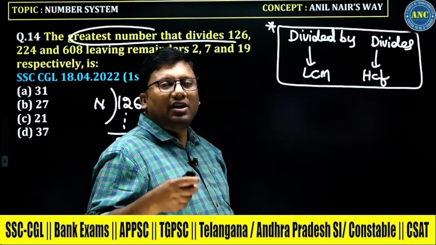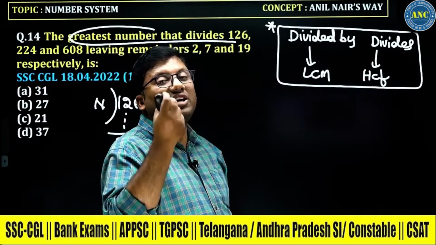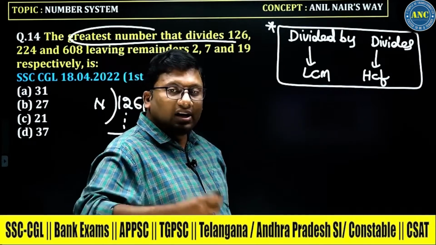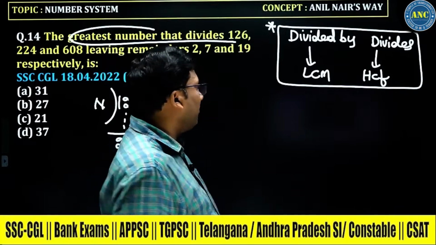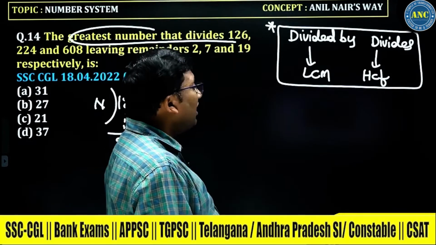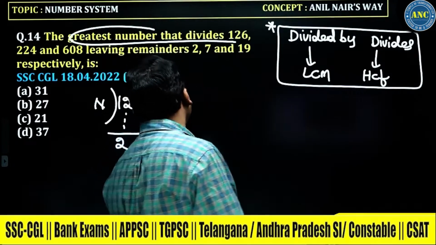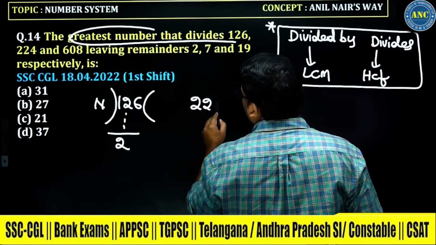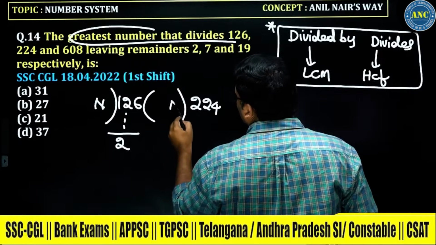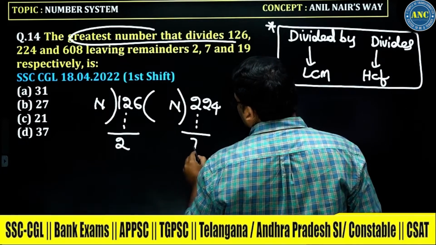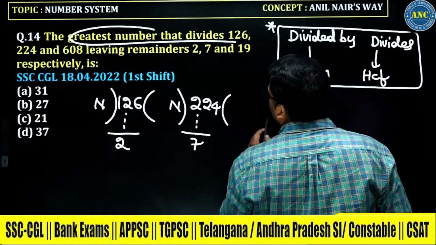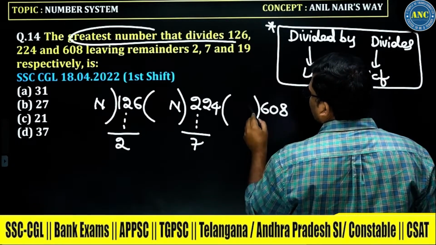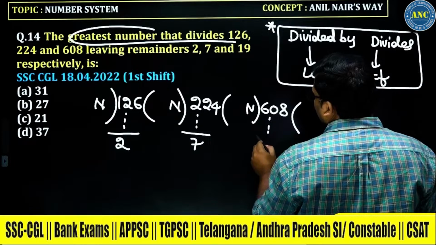The natural number which when divided by 5 and 3 gives a remainder 2: LCM of 5 and 3 into k plus 2. The number which will divide a lot of numbers. Divides is HCF. Divided by is LCM. The number that divides 224 and gives a remainder 7. The number which divides 608 and gives a remainder 19.